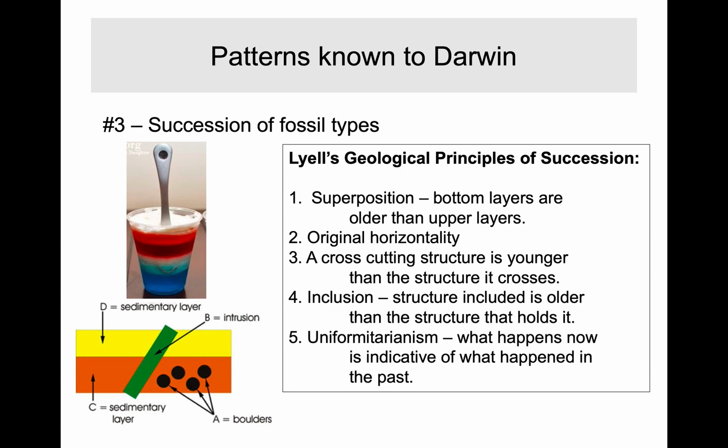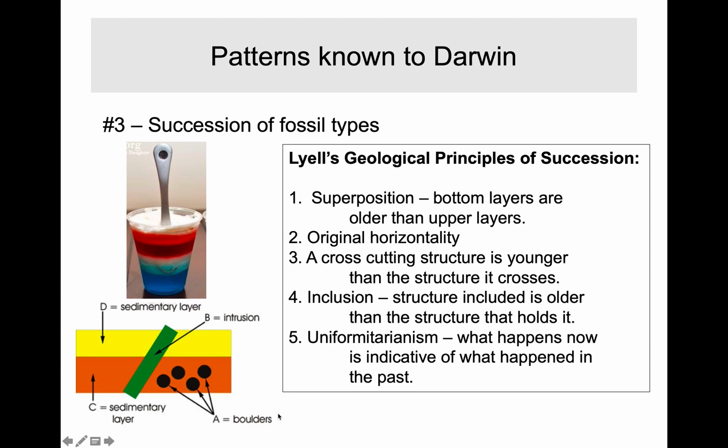You also have original horizontality. This is the idea that things are originally laid down in a horizontal fashion. And cross-cutting structure is younger than the structure it crosses. So we'll talk about some of these in a second. An inclusion is just a structure that's held within a layer. And then uniformitarianism really means that what happens now is what's always happened on Earth. That hasn't changed; there aren't new rules now to geology than there were back in the beginning of Earth.